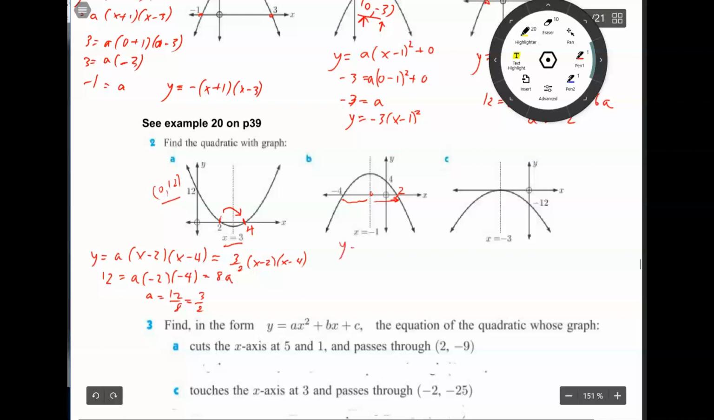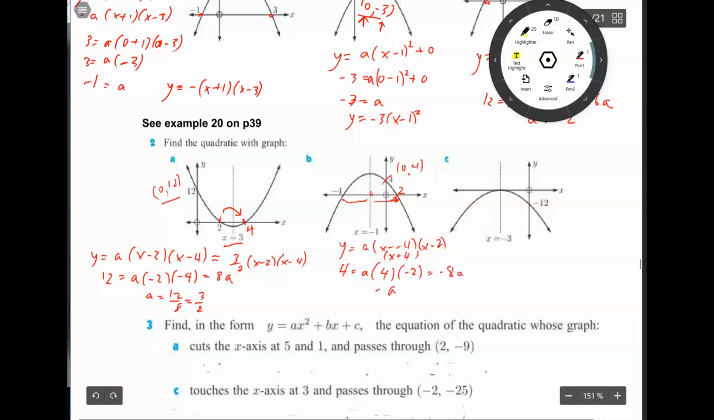So in this case, our equation is going to be y equals a times x minus negative 4 times x minus 2. And our y-intercept is 0, 4. So we can use that to find the a value. So we could put 4 in for y, and then we'll put 0 in for x. So this will be x plus 4, right? So instead of x plus 4, we're going to have 0 plus 4, which is 4, and then we're going to have 0 minus 2, which is negative 2, which is equal to negative 8a.